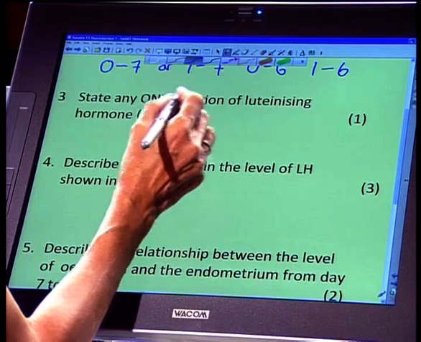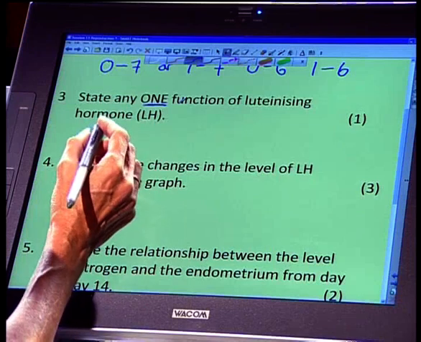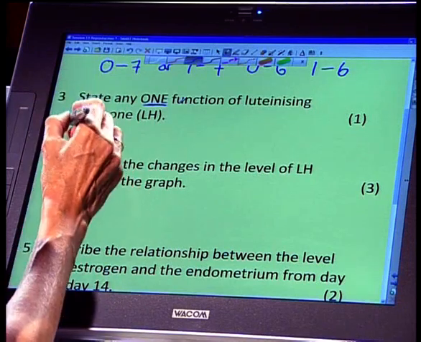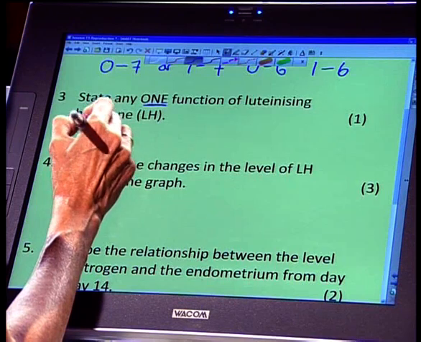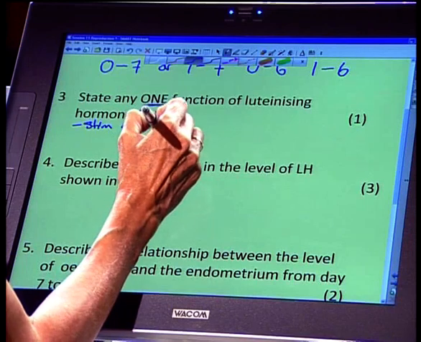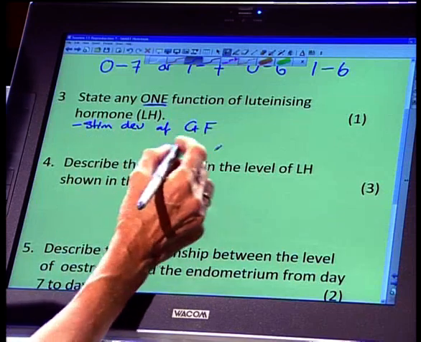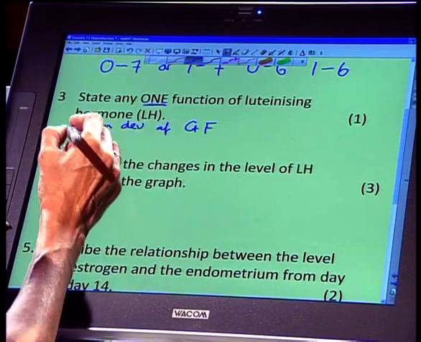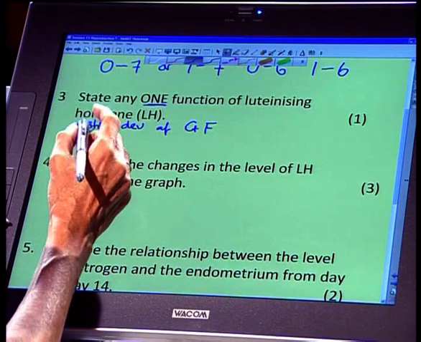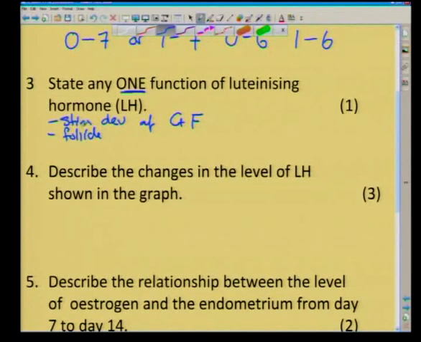State any one function, so one function of luteinizing hormone. Now really think about it. What does it do? It stimulates, and I'm just going to put stim, the development of the Graafian follicle. Now, you're going to have to write this out. You can't use my abbreviations. I'm going as fast as I'm going. Or you could have said it causes the follicle to burst.